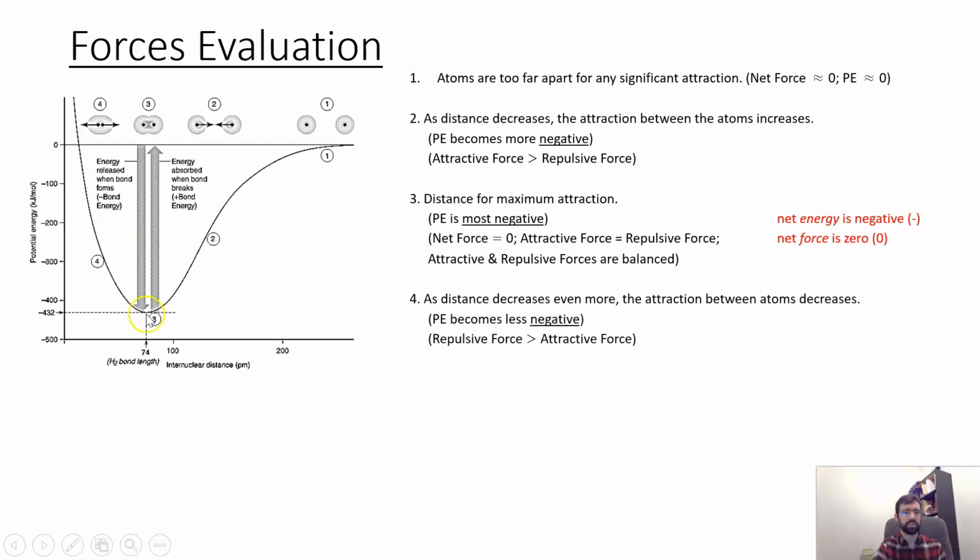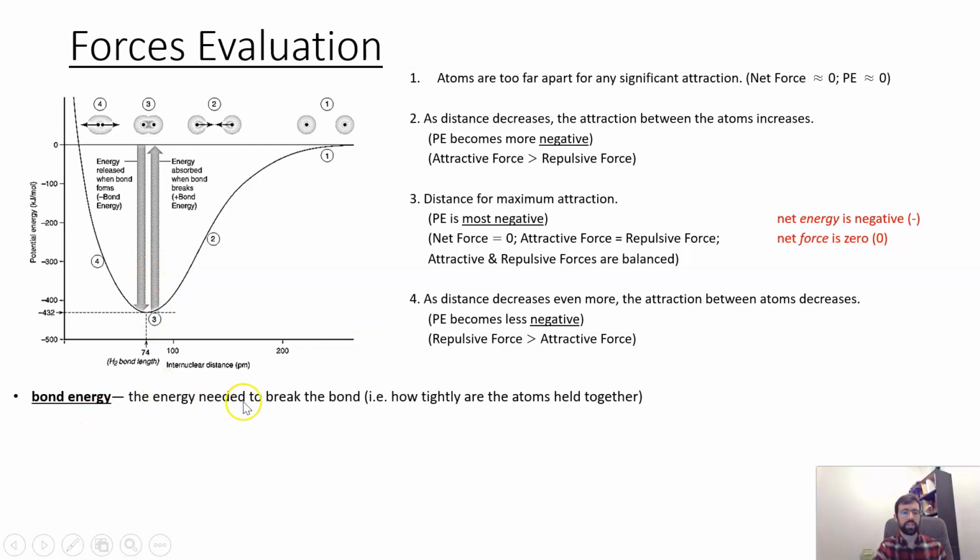Just looking at your graph, the energy is negative, but the net force, or the attraction pulling the atoms closer together, or the pushing to get them further apart, is actually 0. It's not trying to change the position of the atoms at all. It's that ideal length. So as the distance decreases even more, if we try to push them even closer together, the attraction between the atoms decreases, the potential energy becomes less negative and eventually positive, and the repulsive force is greater than the attractive force, which is why those atoms will tend to be pushed back apart until they're back at this bond length again.